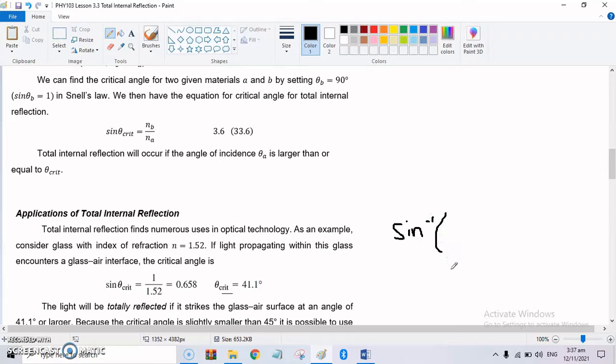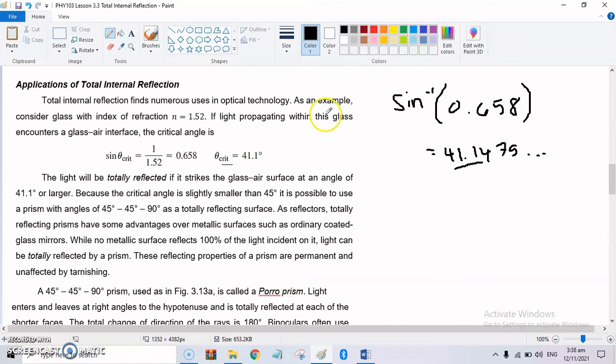When we solve for the critical angle, we calculate using the inverse sine, or arc sine, and input the value 0.658 in your calculator. You will have a value of 41.1475 and so on. But since we have 3 significant figures, we can have 41.1 degrees only.